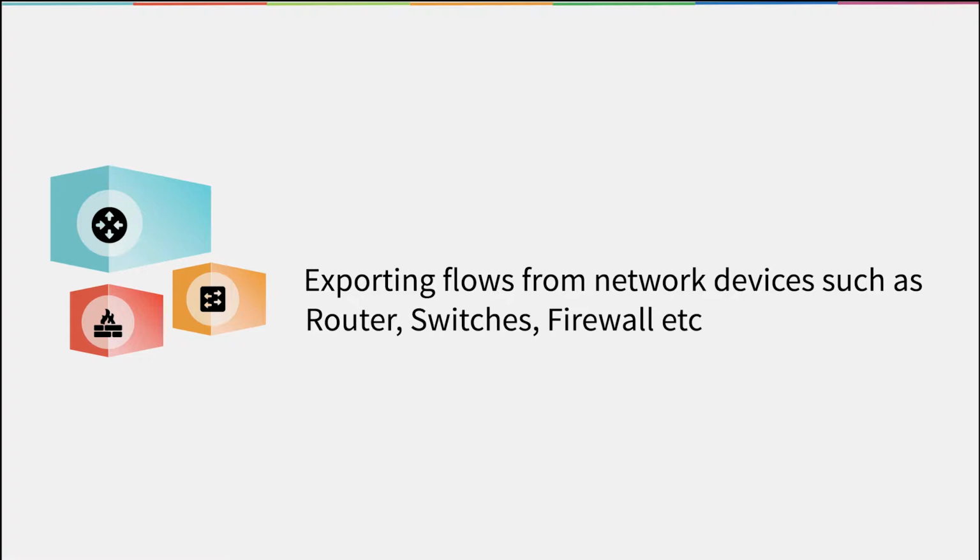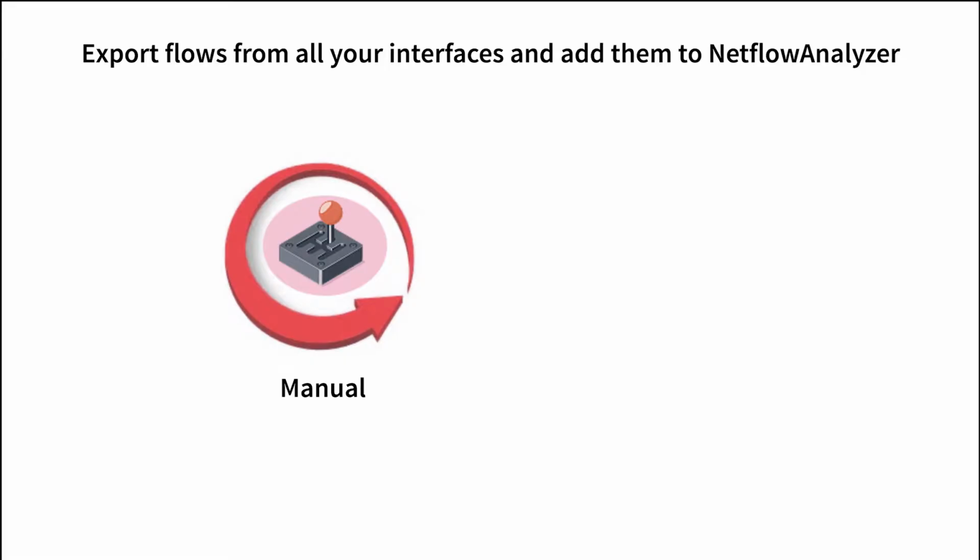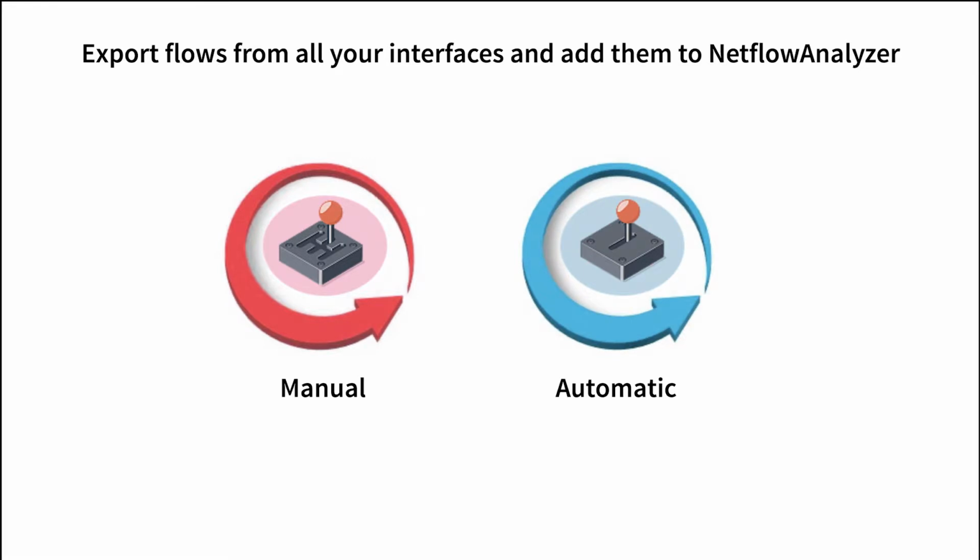To get started, you have to configure the network devices such as routers, switches, firewalls, etc. to export the flows from the interfaces to the NetFlow Analyzer server. There are two methods to export the flows to the NetFlow Analyzer server. One is exporting the flows manually, and method 2 is exporting the flows automatically using the Network Configuration Manager add-on.